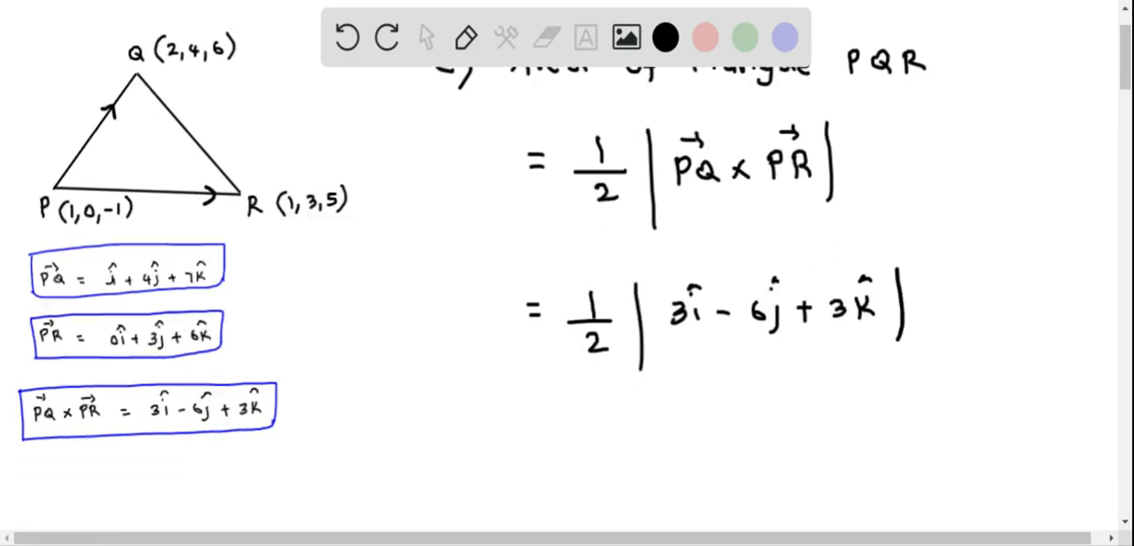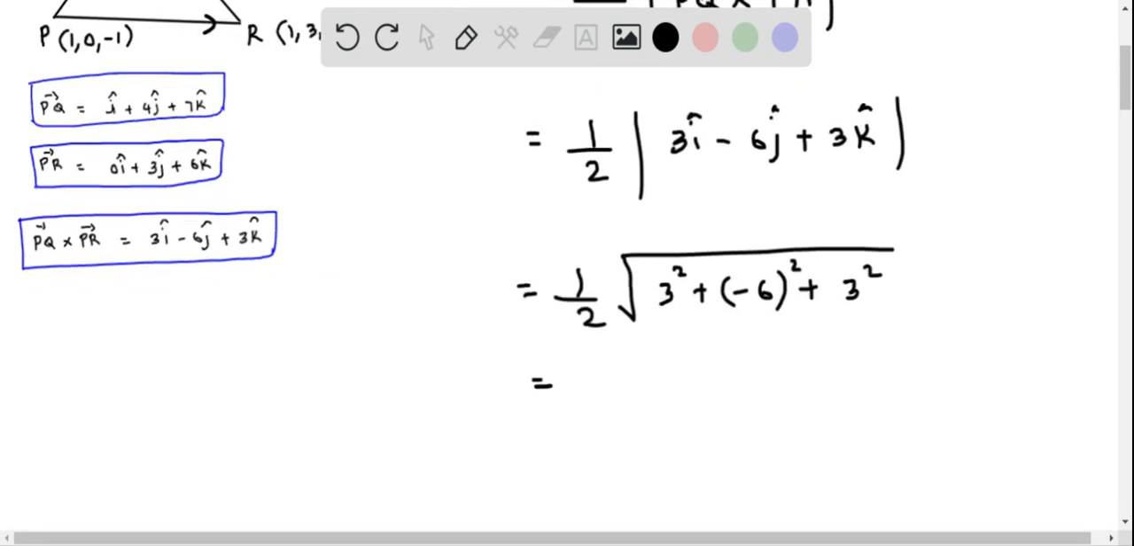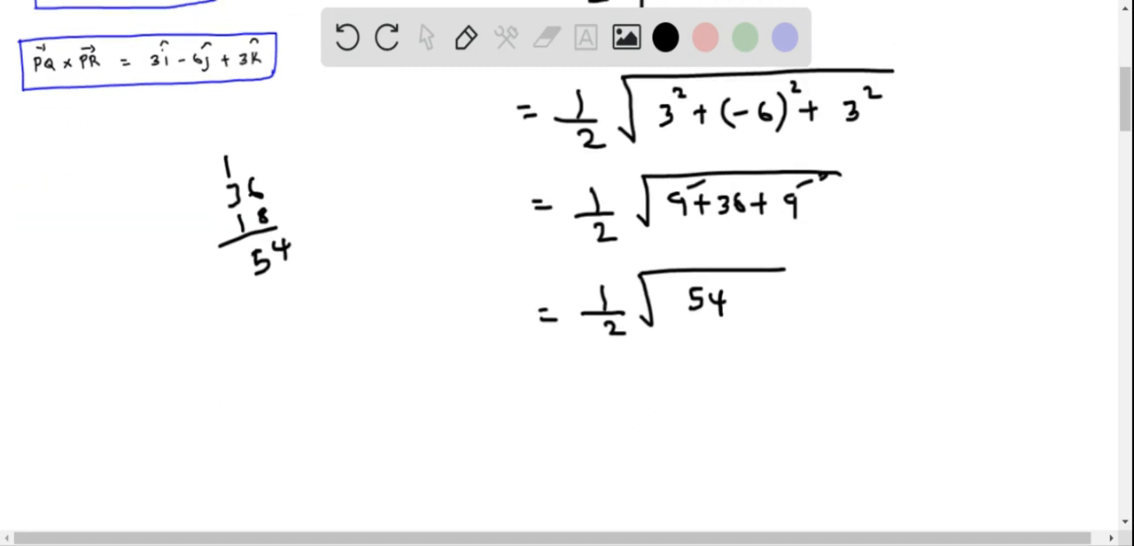So let's find the magnitude of this vector. So this is half of, for magnitude we take square root of the sum of the squares of the components, that is 3 squared plus negative 6 squared plus 3 squared. And so this gives a half of, 3 squared is 9, negative 6 squared is 36, plus 3 squared is 9. And so when we add this, we get 9 plus 9 is 18, and 18 plus 36 is 54. So it's basically the square root of 54 divided by 2.